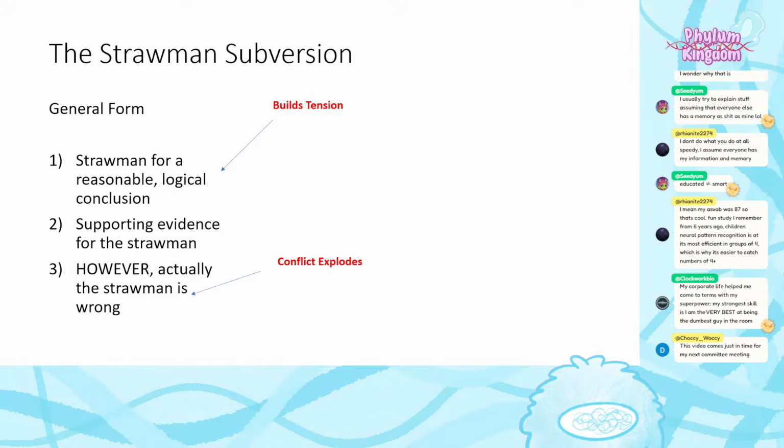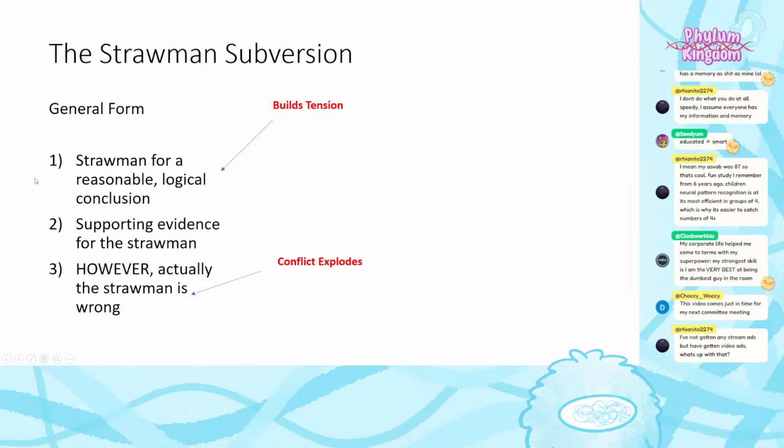And here you build tension because you are building up to something and the audience doesn't know quite what you're building to. But then when you say that the straw man that you built is wrong, then conflict explodes. Then you get a really exciting part of your piece, something that generates a lot of curiosity and wonder. So this is something that is a little hard to just understand from this general form. So here's an example of when I did this in a video.